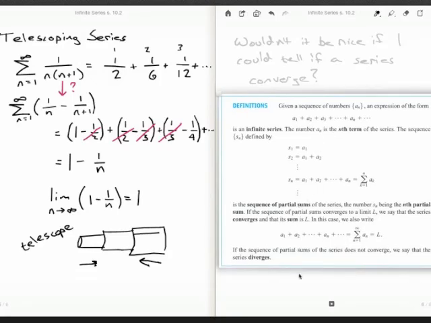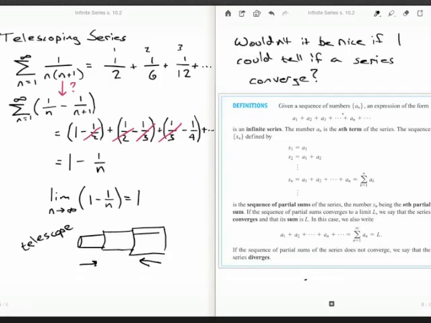All right, so I think we've covered this already. Given a sequence of numbers a sub n, an expression of the form a sub 1 plus a sub 2 plus a sub 3 plus and so on up to a sub n is an infinite series. The infinite series is the sum here, where a sub n is the nth term. The sequence s sub 1 equals a sub 1, s sub 2, and so on, is the sequence of partial sums of the series, with s sub n being the nth partial sum. We've been over that.